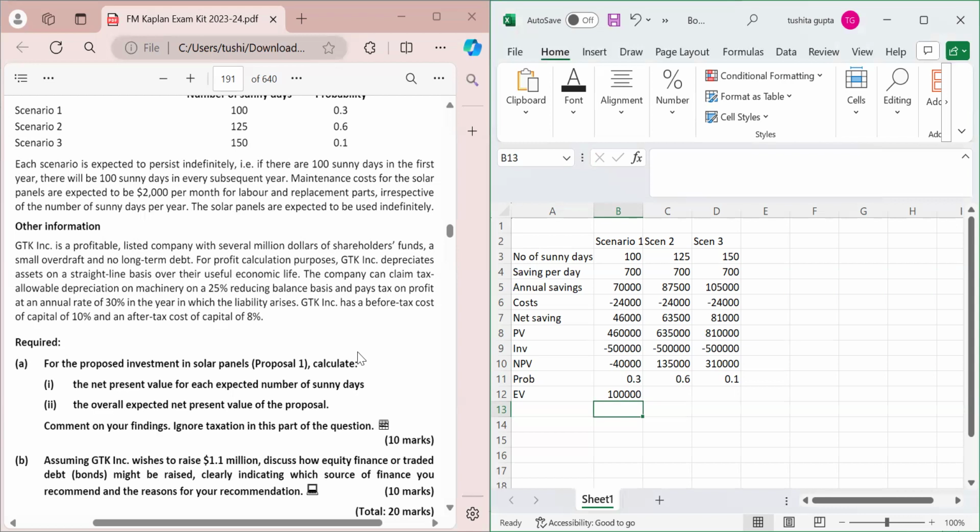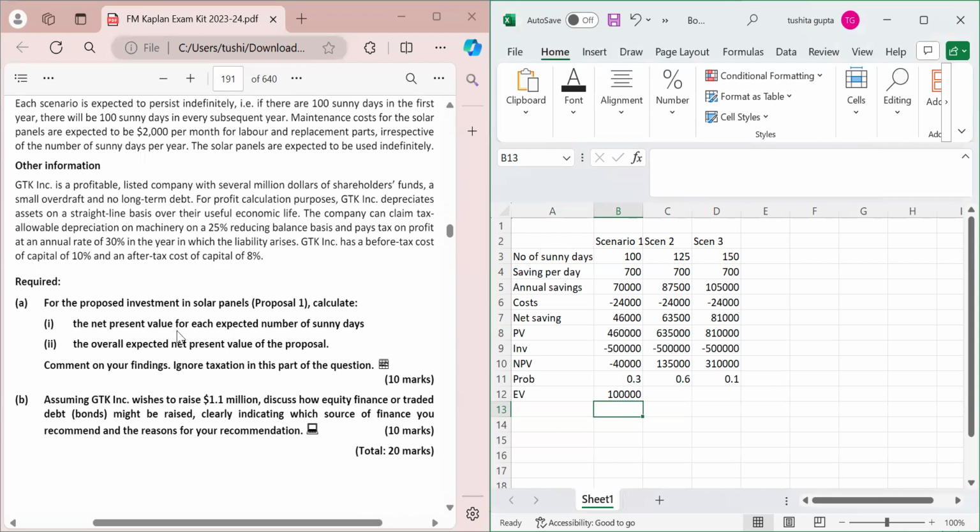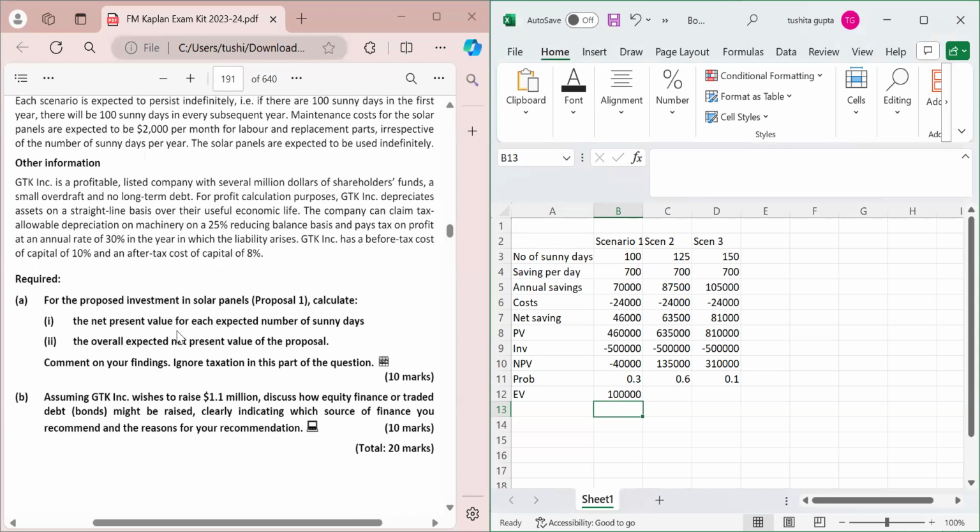So, probably if you account for those savings also, then this might make this project more financially acceptable for you. Now, coming to your second requirement, which says that they want to raise money, and you have to discuss, recommend rather, which source should they choose. Should they be going for equity, or should they be going for the traded debt, which is actually bonds?